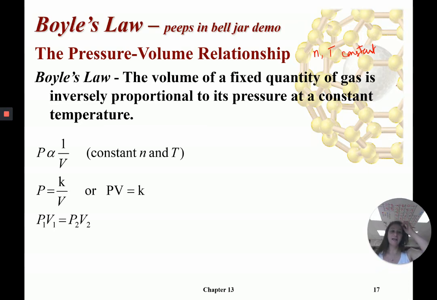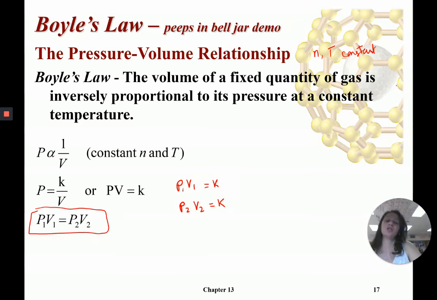So let's say that I measured the pressure and the volume of my gas particles in the marshmallow to start with. I'm going to call those P1 times V1 because it's the first set of conditions, and that is equal to my constant. Now, let's say I turn on the vacuum pump and my pressure and volume changed. If I take my new volume and my new pressure, multiply them together, I also get K. So I can set those equal to each other, and I can use this equation if I have changing conditions like I had just now in my demo.